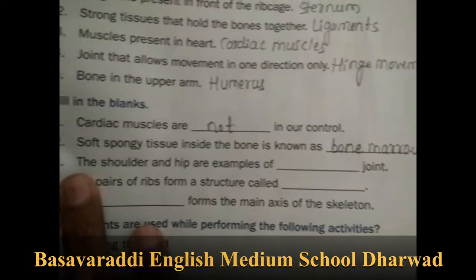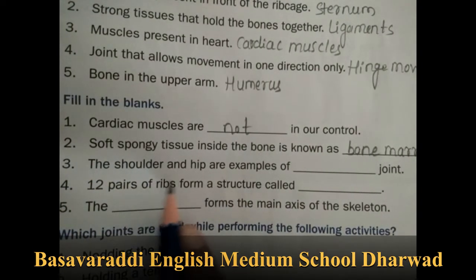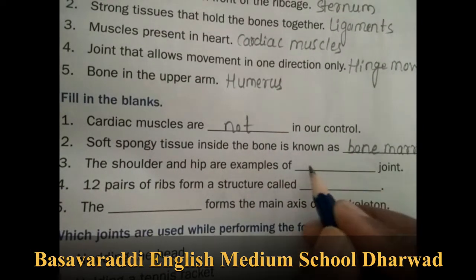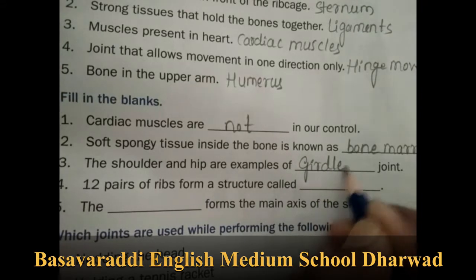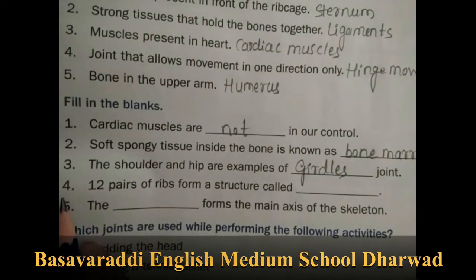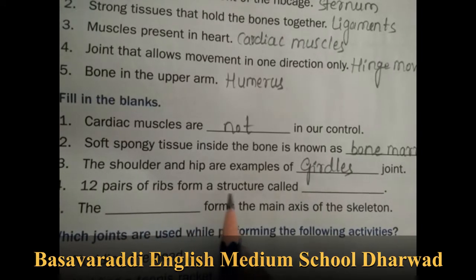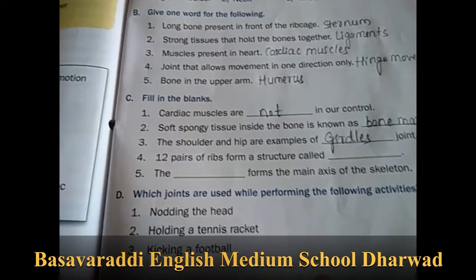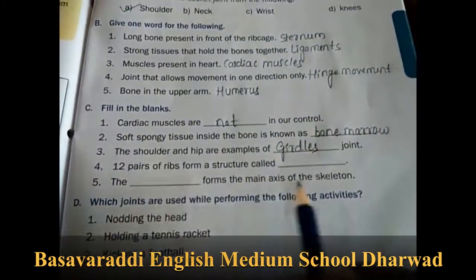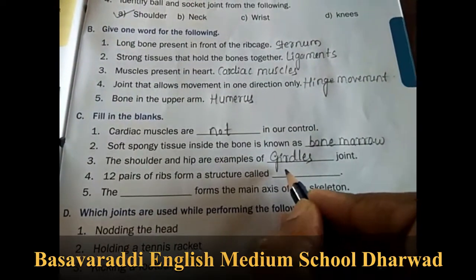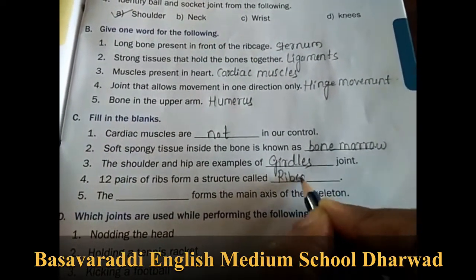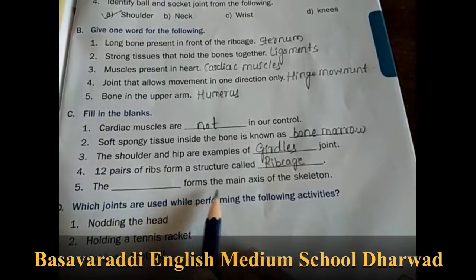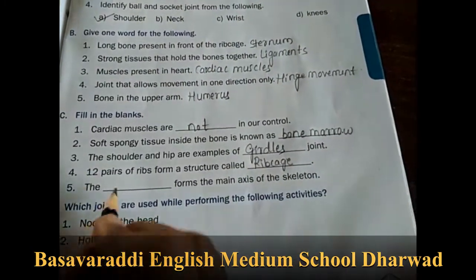Third one, the shoulder and hip are examples of girdle joint. Girdle joint. Fourth one, 12 pairs of ribs form a structure called the rib cage. Fifth one, the dash forms the main axis of the skeleton, that is bones.